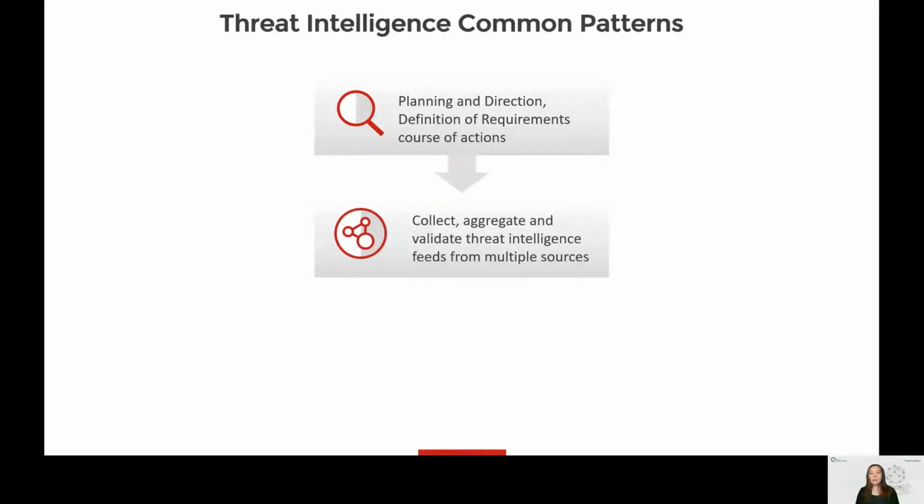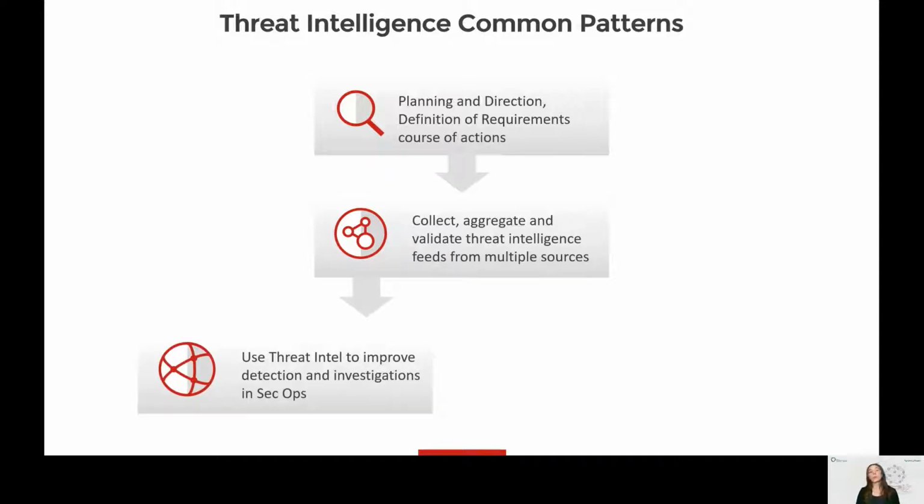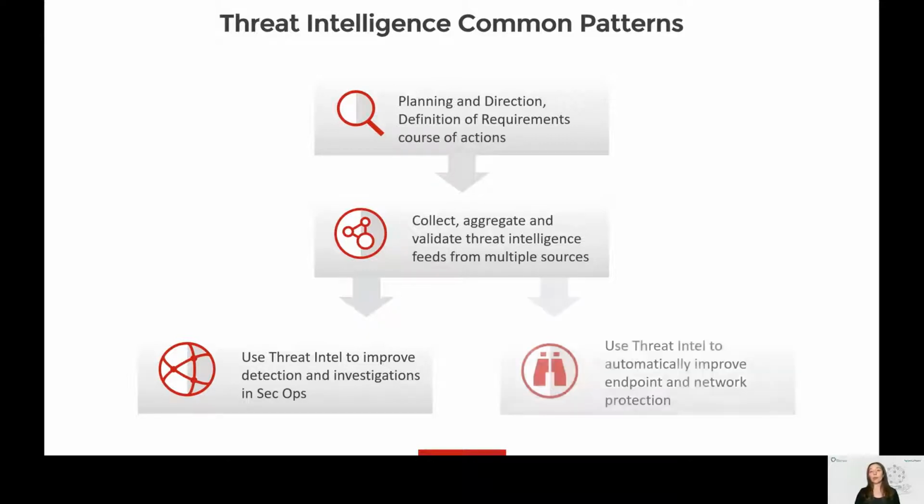We need to collect, aggregate, validate that threat intelligence from multiple sources. And then ultimately, we're going to use this to either improve detection and our investigations and security operations, or we may use that threat intelligence to automatically improve the protection, as we mentioned in our threat intelligence cycle.